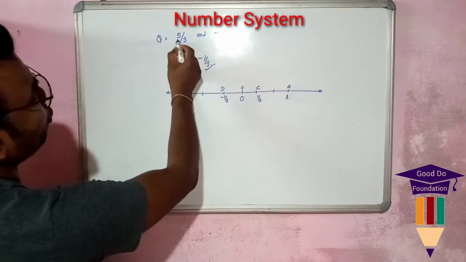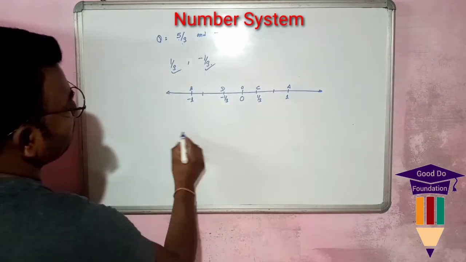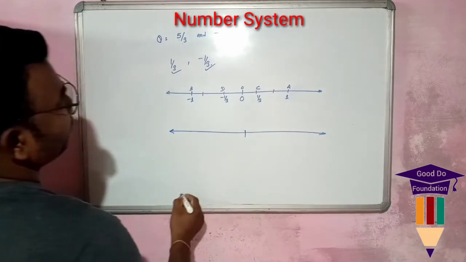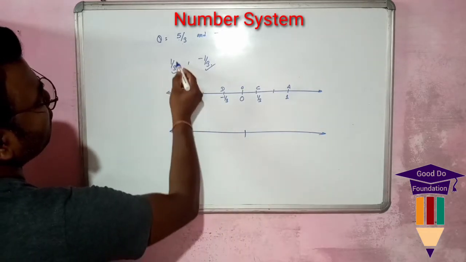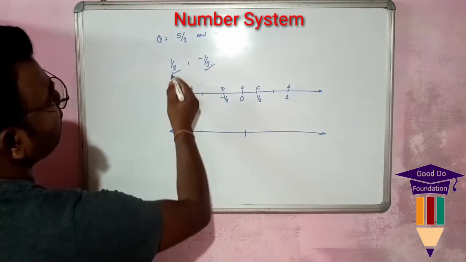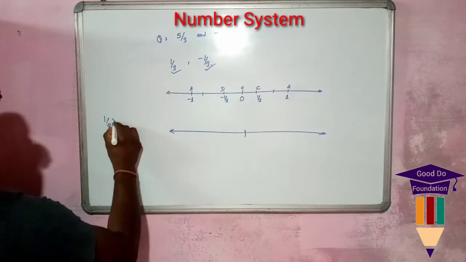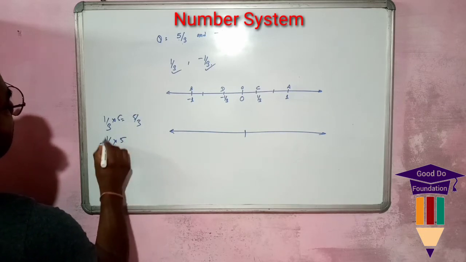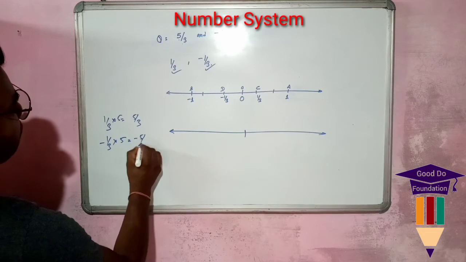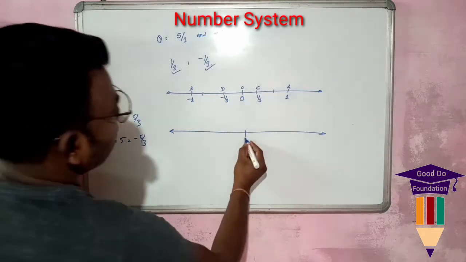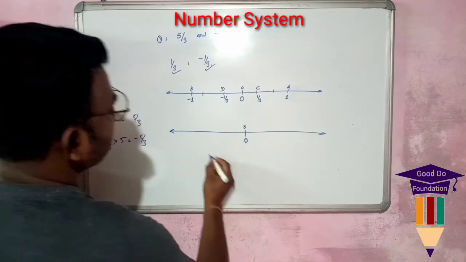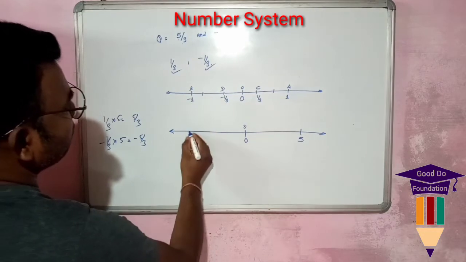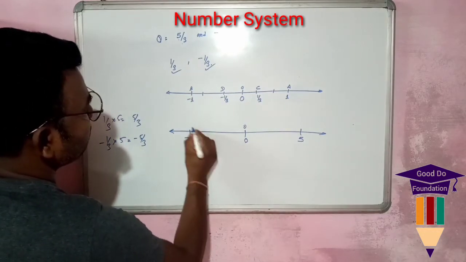Now, when you are doing it for 5/3 and -5/3, it's similar. What I am going to do is multiply this one by 5. If I multiply 1/3 by 5, I will get 5/3. And if I multiply -1/3 by 5, I will get -5/3. So basically what will happen is, instead of 1, I will write 5. Instead of -1, I will write -5.